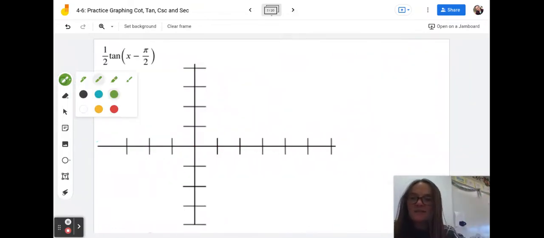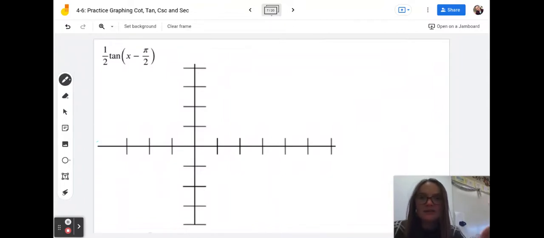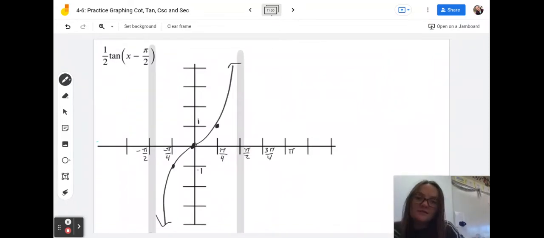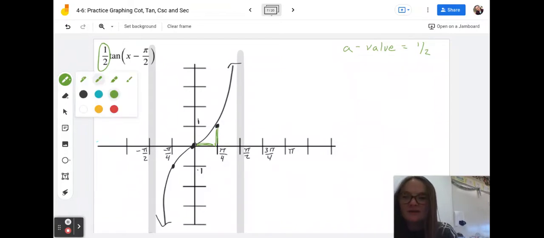All right, our next question type has a lot more going on. What I want you to do first is graph the basic tangent function just like it was on a memory quiz. Okay, so taking a look here, this is our generic tangent graph. So what I want to do next is answer some key questions to figure out what 1/2 tangent of x minus pi over 2 would be. So the first thing we need to identify is the a value. The a value is the value up front of tangent, which is 1/2. So think instead of going over 1 quadrant and up 1, we're probably going to have to go up 1/2 next time.